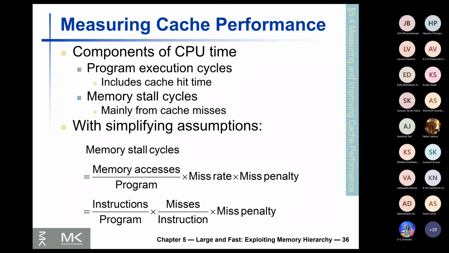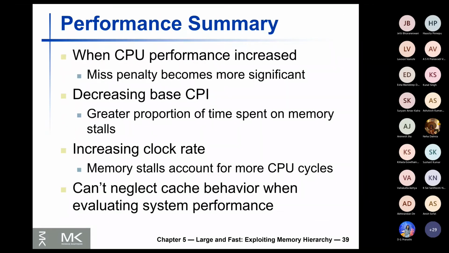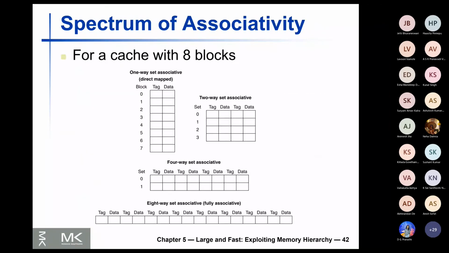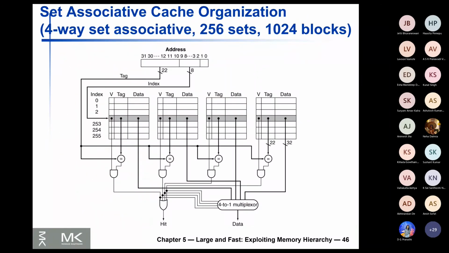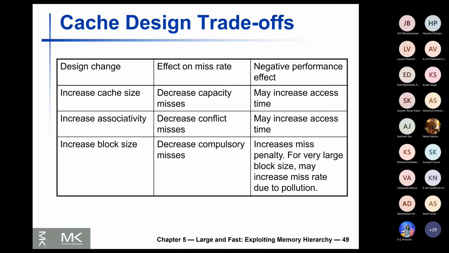Then this cache performance measure, CPI and AMAT, are very important. We have discussed this. One thing is, in the replacement policy in set associative caches, I mentioned LRU. It has interestingly been found that random replacement also gives approximately the same performance as LRU for high associativity. This is also kind of peculiar.